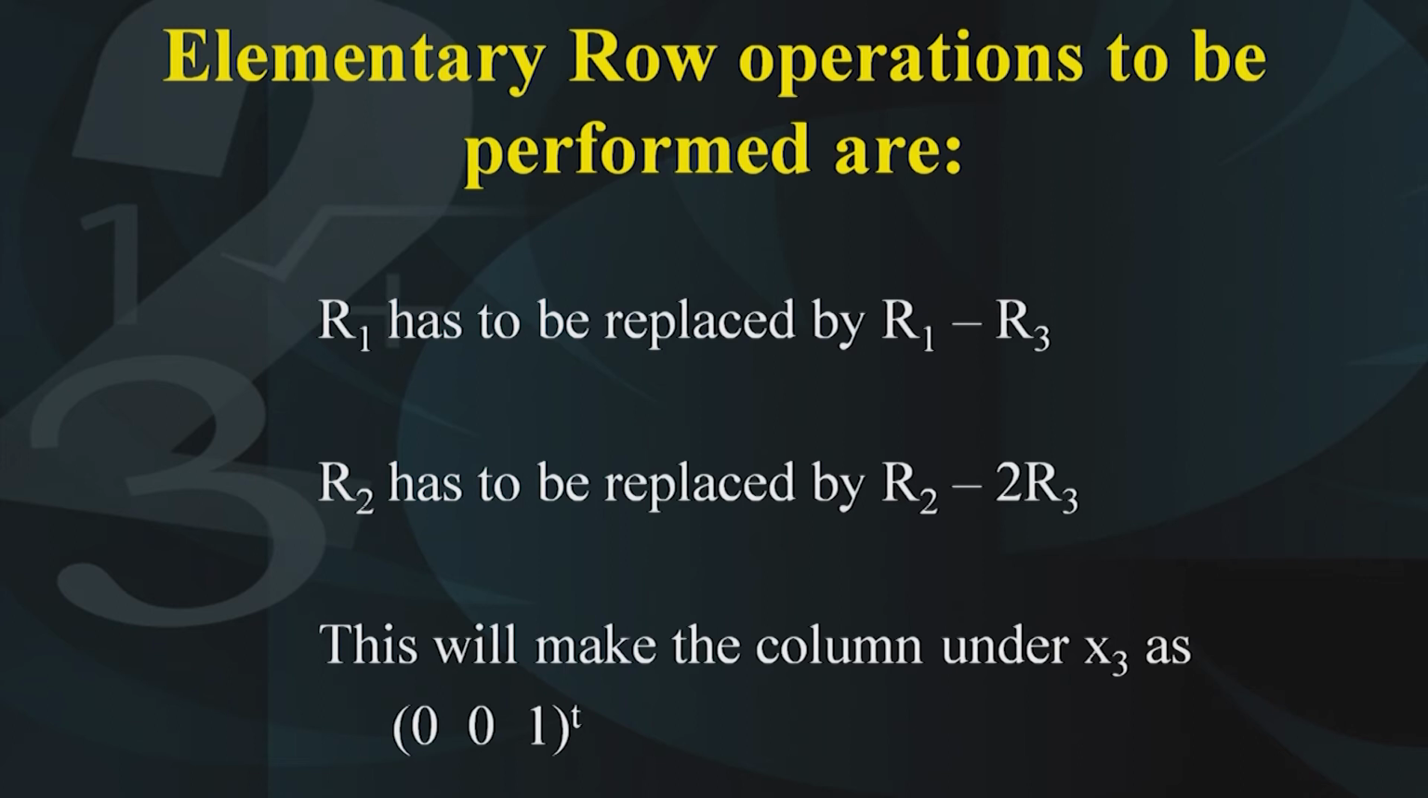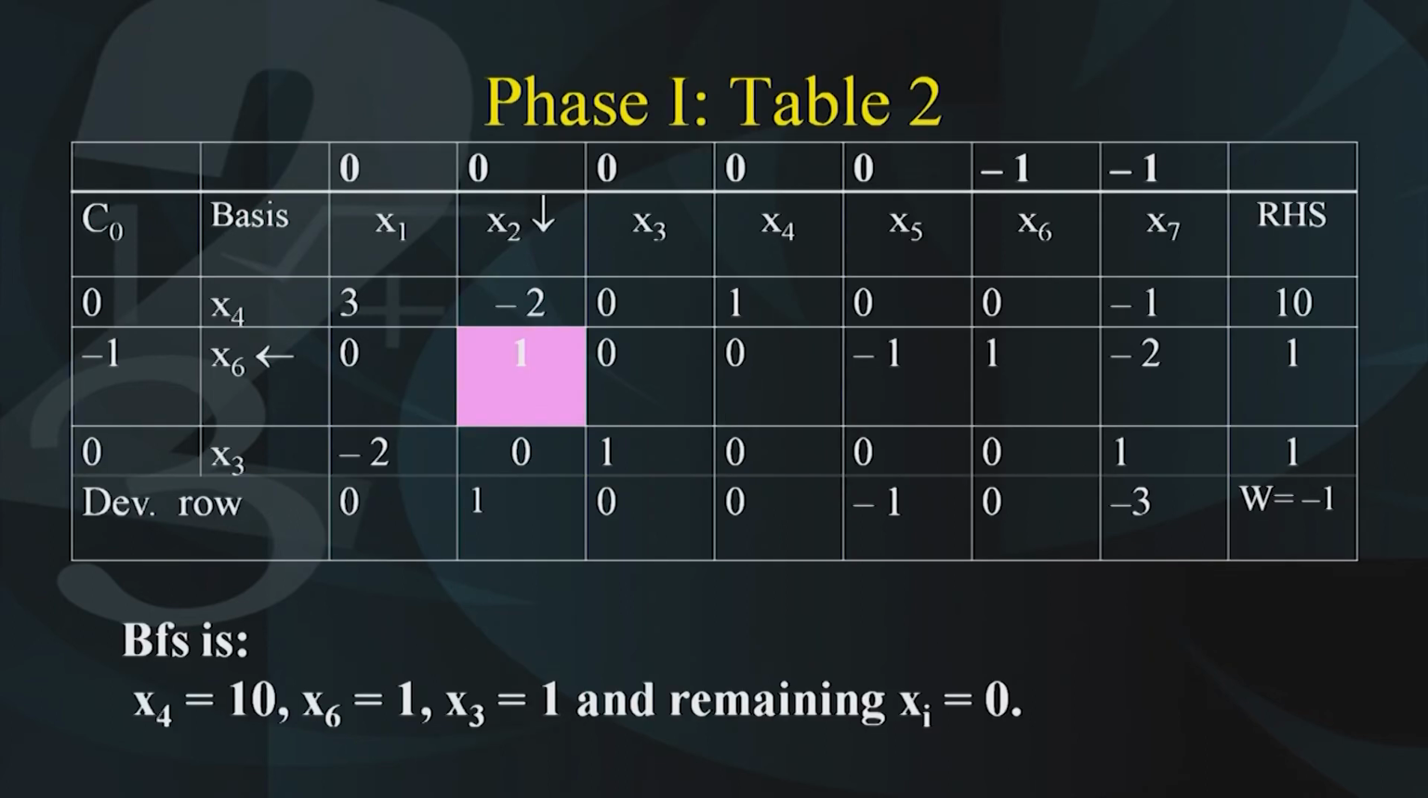Once you apply these elementary row operations, you will get a column like this: 0, 0 and 1, and that is what you wanted. So, the resulting table will look like this. The third column, as you can see, is 0, 0, 1. That completes the first iteration.